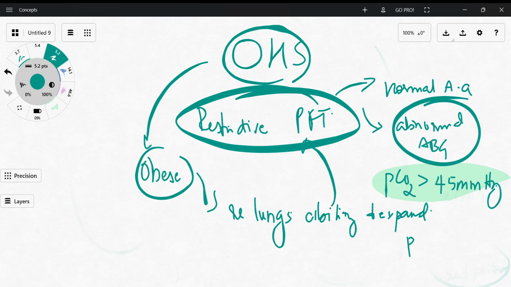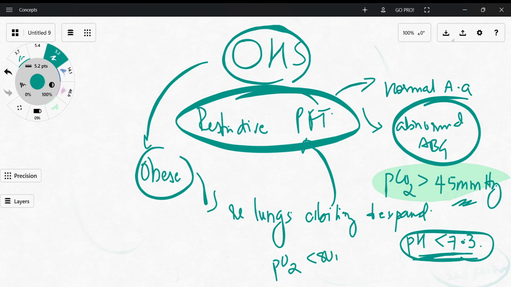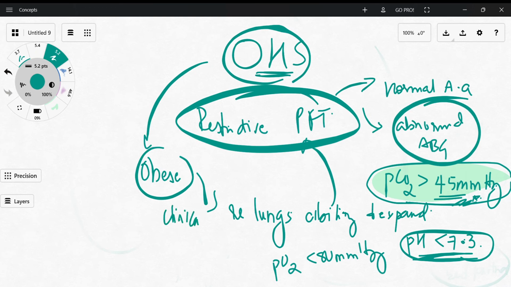But also, many of them have pH that is below 7.3. So this is how you come to a diagnosis. Yeah, and they can also have low PO2. But the main thing to arrive at the diagnosis is PCO2 more than 45 mmHg. This is important. And of course, clinically, they are obese and you have abnormal vitals.